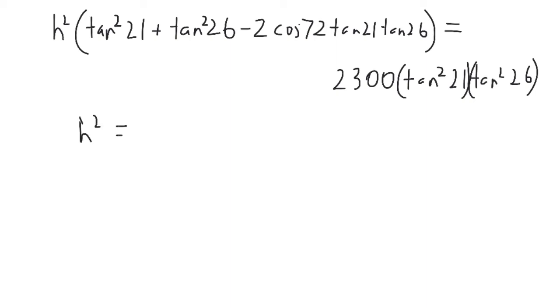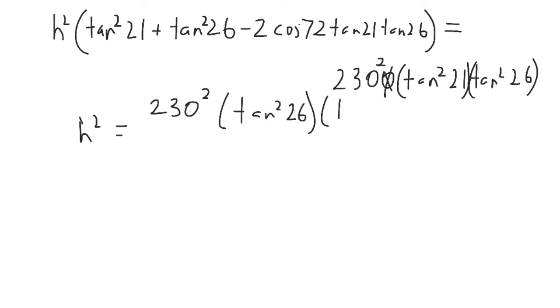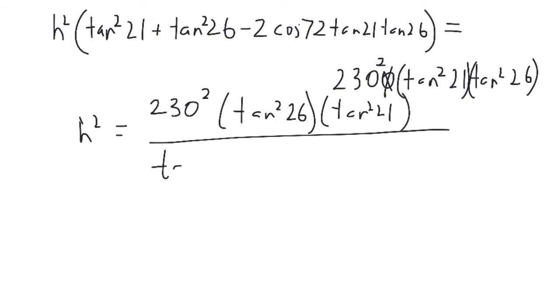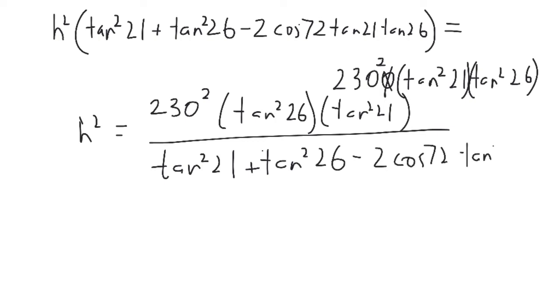is equal to 230 squared, and I've made an error here. That's wrong, that should be a squared. 230 squared tan squared 26 tan squared 21 over tan squared 21 plus tan squared 26 minus 2 cos 72 tan 21 tan 26. Now go ahead and good luck typing all that into your calculator.